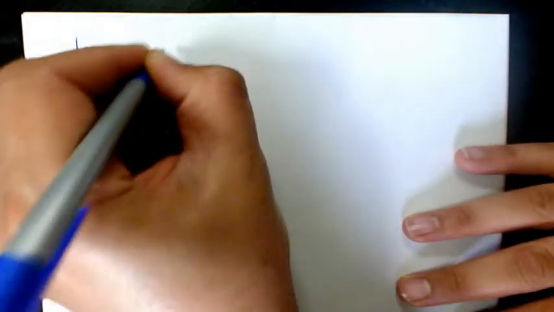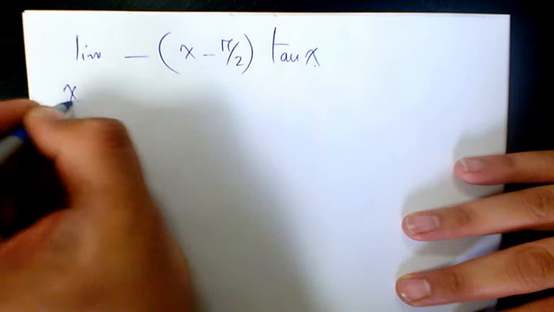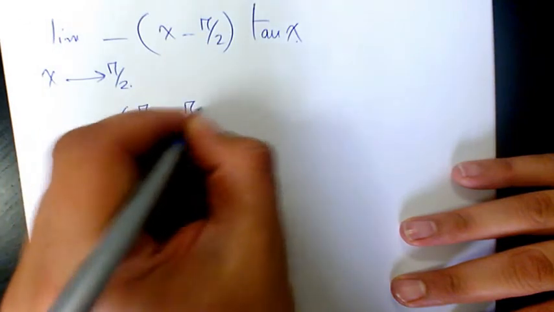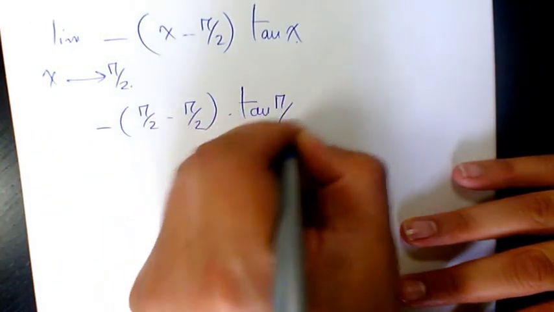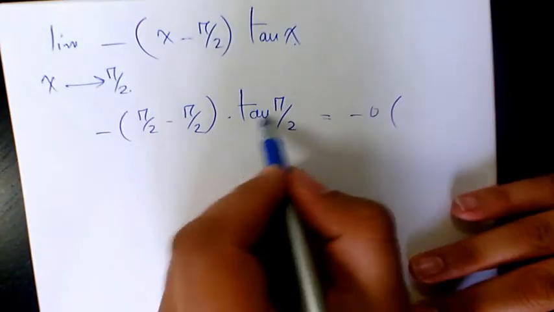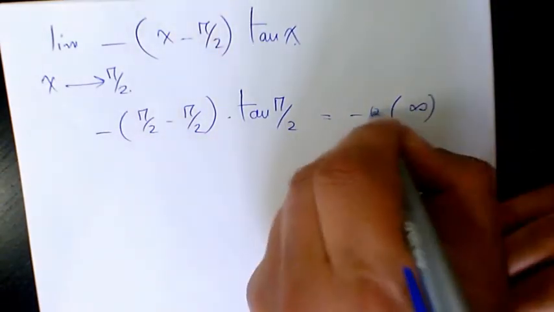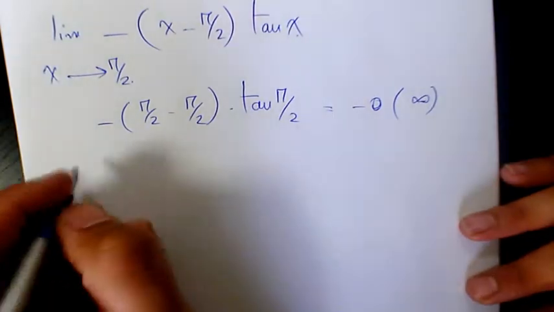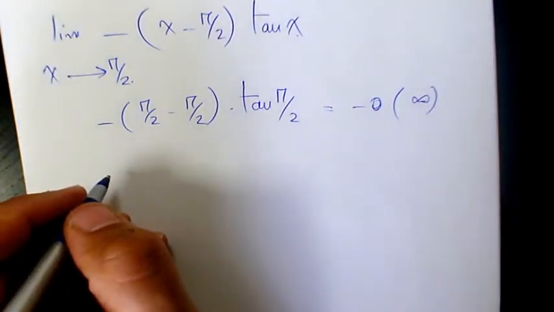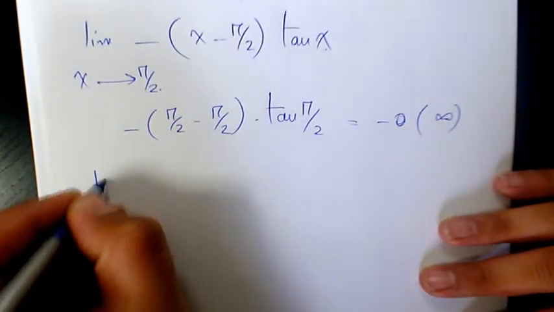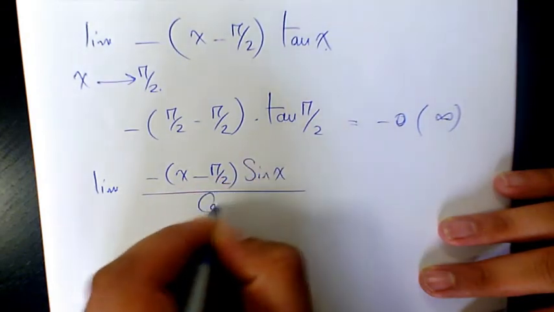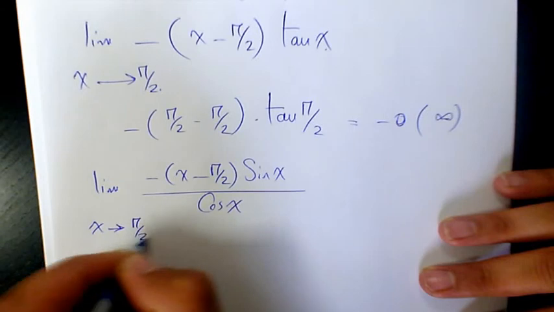Limit of negative x minus pi over 2 times tan x when x is approaching pi over 2. That's going to be negative pi over 2 minus pi over 2 times tan pi over 2. That's going to be negative 0 times tan pi over 2 is infinity. 0 times infinity is going to be an indeterminate form, so we need to use L'Hopital's rule, which is going to be limit of negative x minus pi over 2 times sine x over cosine x when x is approaching pi over 2.